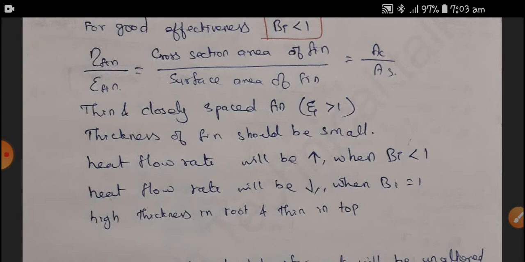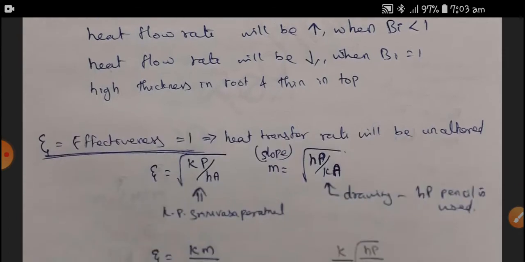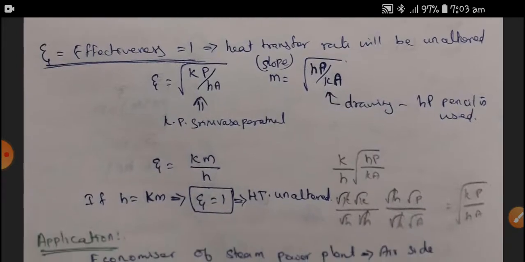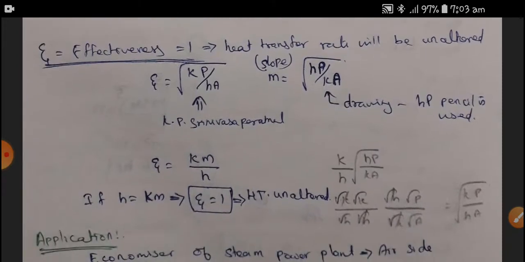Next, we are going to see what is meant by effectiveness. When effectiveness is equal to 1, the heat transfer rate is unaltered, which I have given. And the formula for the effectiveness is the square root of kP by hAc, where the slope is different from the effectiveness. So m is the slope, that is the square root of hP by kAc.